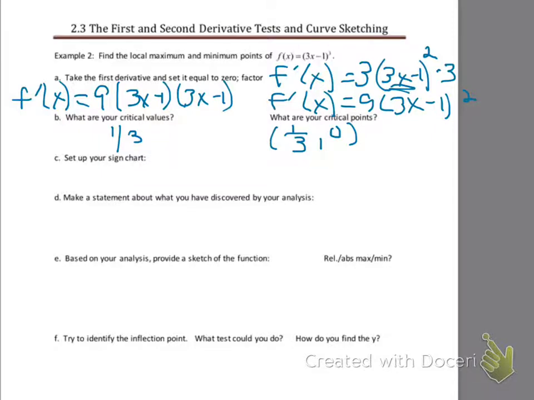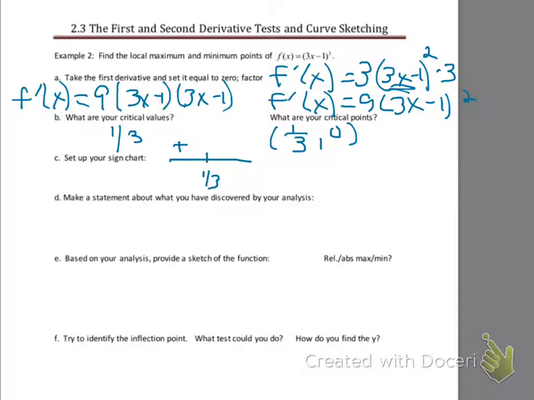So set up your sign chart. I only have one value, so I'm going to put 1/3 right here. Okay, let's test to the left of 1/3. If you take a 0 and put it in each of the factors, you're going to end up getting -1 times a -1, which is a positive value. So I'm going to have a positive slope up above.